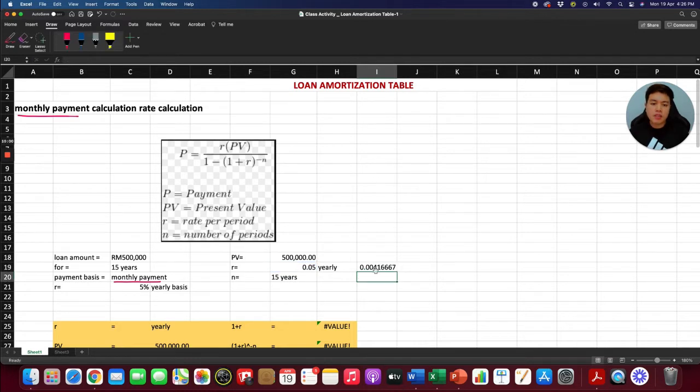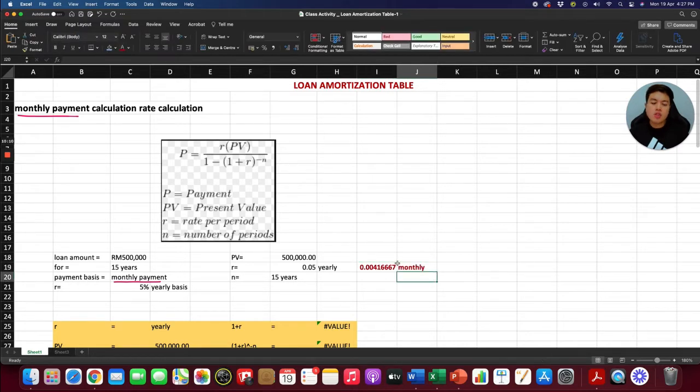There you go. You get 0.00416667. So this is monthly. Okay. The one we want. Bold it and make it rate, for instance. So this is the interest rate for 1 month because you are making payment on a monthly basis. So the rate is 5% here.